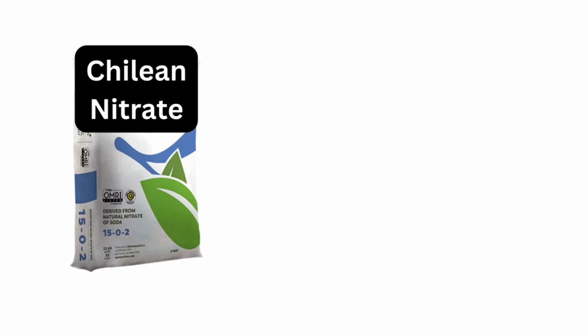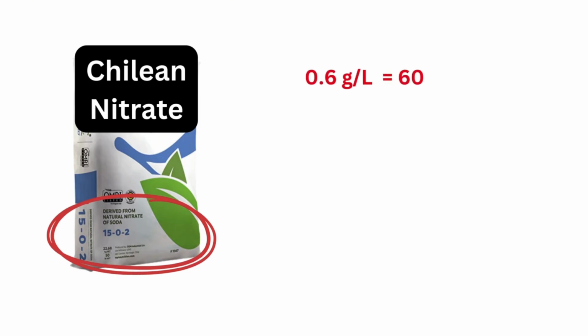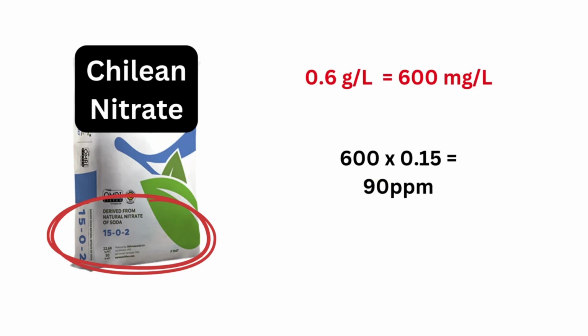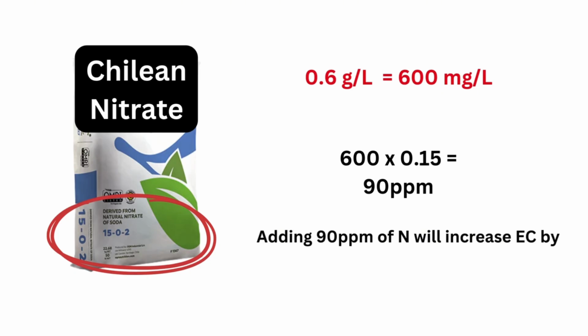Here, you just need to look at the label. In this case, we have 15% of nitrogen. So the first thing that you need to do is make a conversion from grams per liter to milligrams per liter, and then multiply by 0.15, which is calculating 15%, and you will then know that you are adding 90 parts per million of nitrogen, which is going to increase your EC by 0.6 microsiemens per centimeter, which in comparison to other products can be a relatively high EC increase.